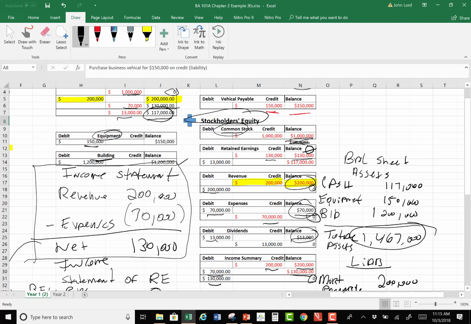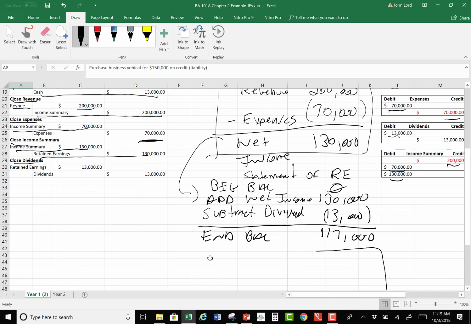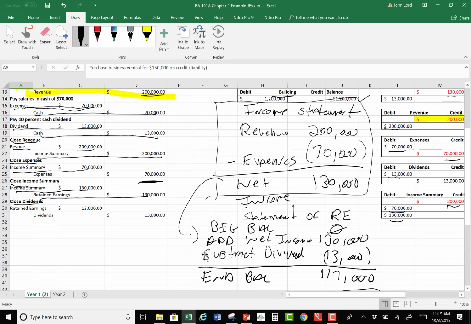Now I just have to do what? Now I just have to close my dividend account because I want that to be 0. Now, when I paid the dividend, I did what? I debited dividend when I paid it. To turn it to 0, then I have to do what?